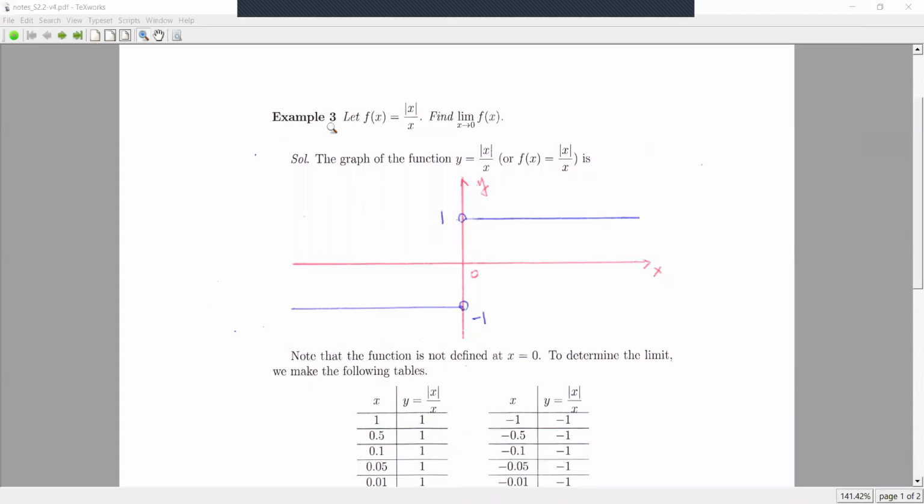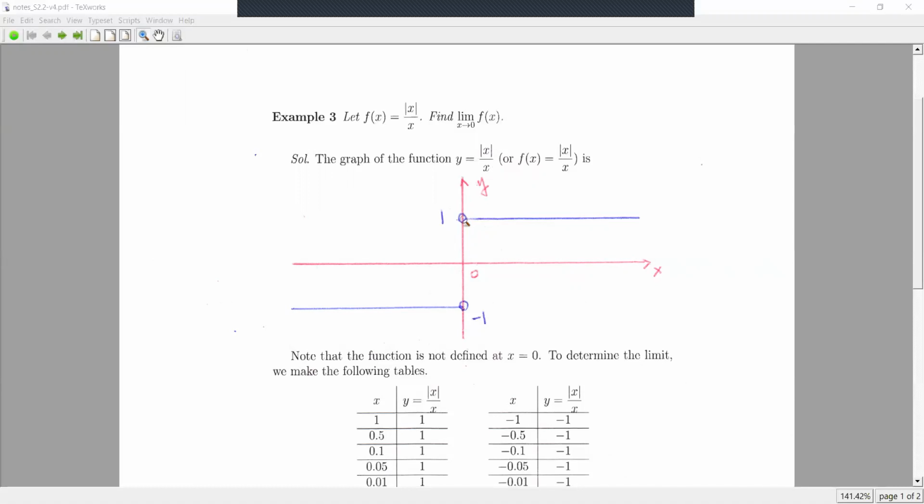Example 3. It is one example about a limit that doesn't exist. Consider this function, absolute value of x over x. Here is the graph of the function. At the point x is 0, the function is not defined or not computable. Plug in 0 in x, then we have 0 over 0. What is 0 over 0? We don't know. So at x is 0, no function value.